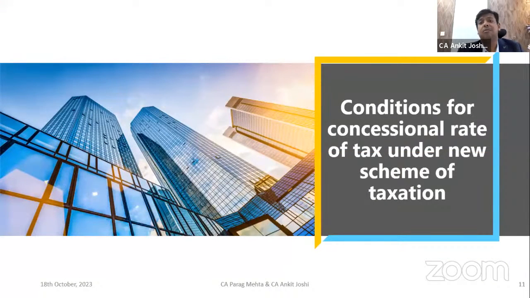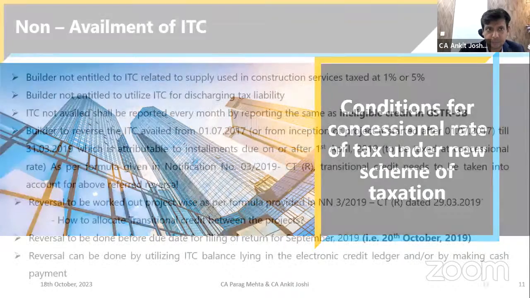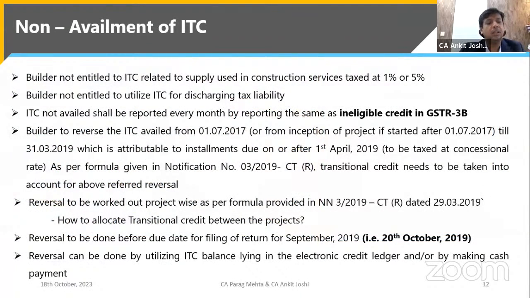Okay, friends. Now, if someone has decided to go for the new scheme, what are the conditions that one needs to follow? One thing which I just missed out earlier: if there is any project that has started post 1st April 2019, then there is no option for the old scheme and they compulsorily have to go for the new scheme. There is no option. They have to go either for the 1% or 5%. So I just wanted to make that clear.